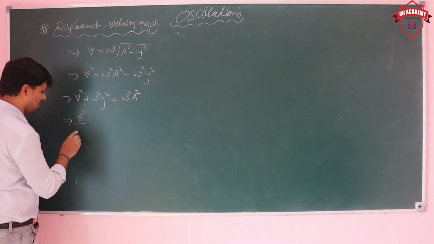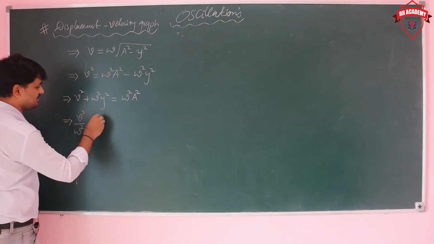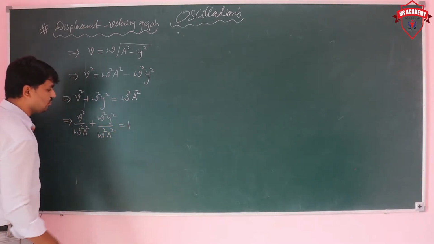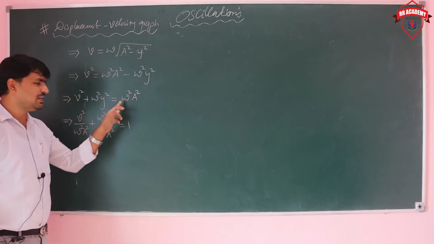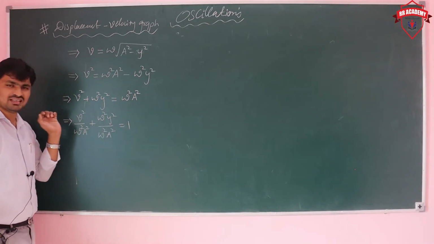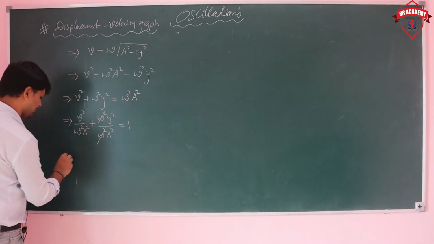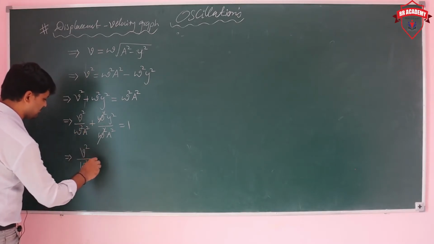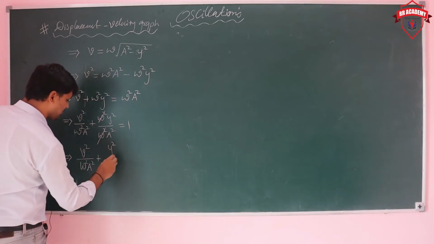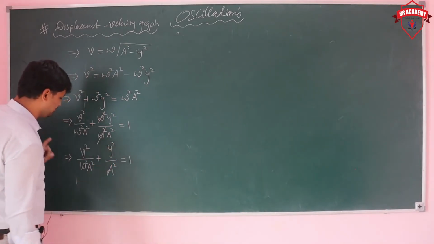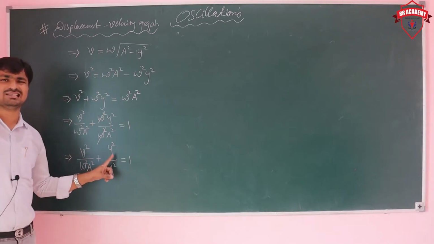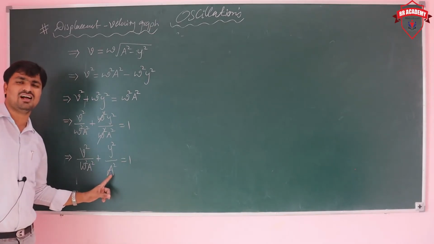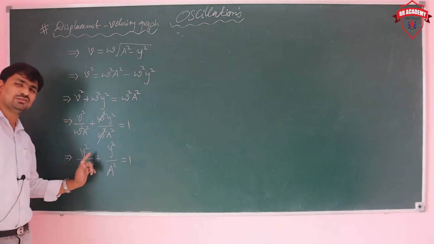Then v square upon omega square a square plus omega square y square upon omega square a square is equal to 1. Just multiply and divide with omega square a square. Here omega square gets cancelled. Then v square upon omega square a square plus y square upon a square is equal to 1. Here v is velocity, y is displacement. Omega square a square is a constant, a is also constant. You can check dimensionally also that the equation is correct.